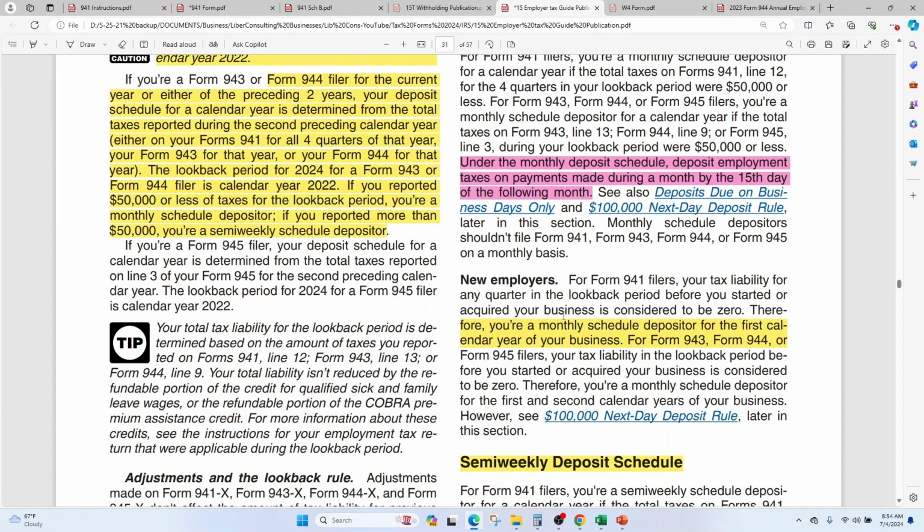So here they explain it as well. For the new employers, for a Form 941 filer, your tax liability for any quarter in the look-back period before you started or acquired your business is considered to be zero. Therefore, you are a monthly scheduled depositor for the first calendar year of the business. So that's, yeah.